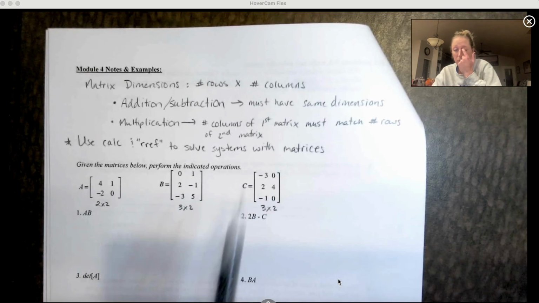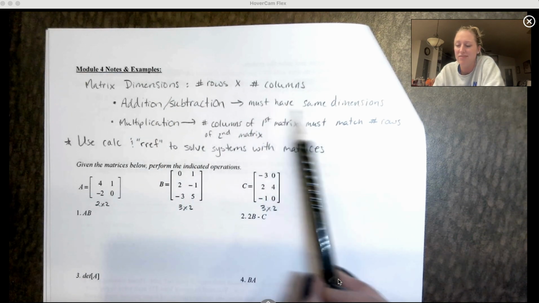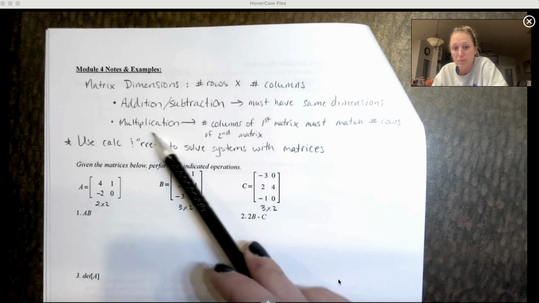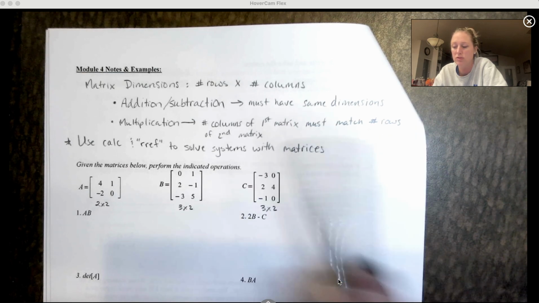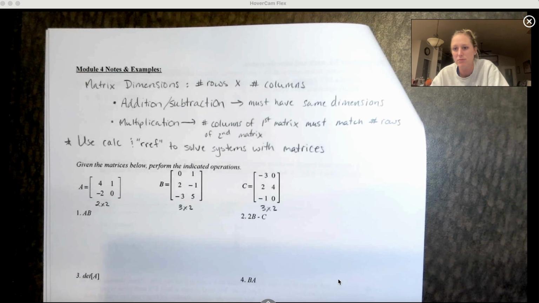For operations with matrices, when I add or subtract, they have to have exactly the same dimensions, same rows, same columns. When we multiply, the columns of the first matrix must match the rows of the second matrix. And those remaining dimensions are what my solution matrix is going to be.